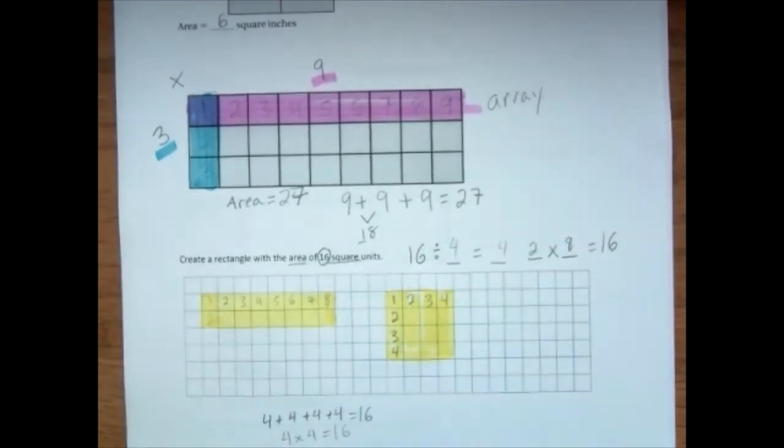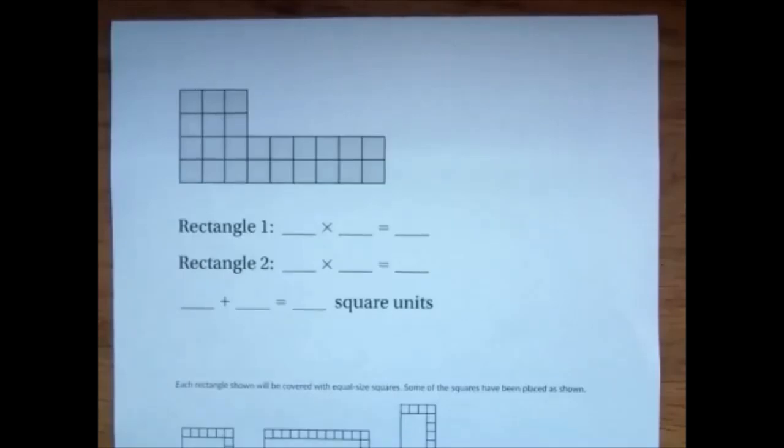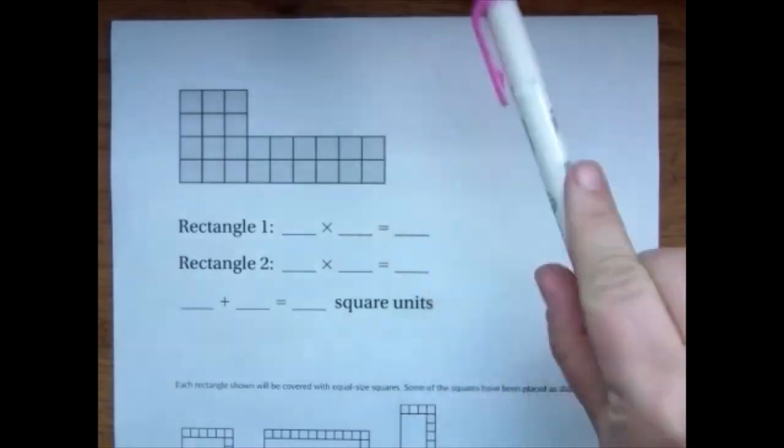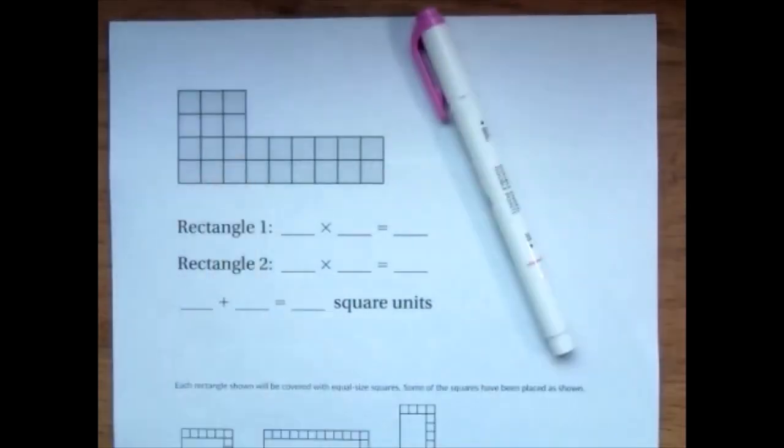There are 2 different ways to make a rectangle with the area of 16 square units. Now we're going to look at finding the area for polygons that can be broken down into 2 different rectangles. So first, make sure you grab a marker or colored pencil or crayon, something that's going to help you identify and draw the line to make your 2 rectangles. And then, of course, we're going to need our pencil.